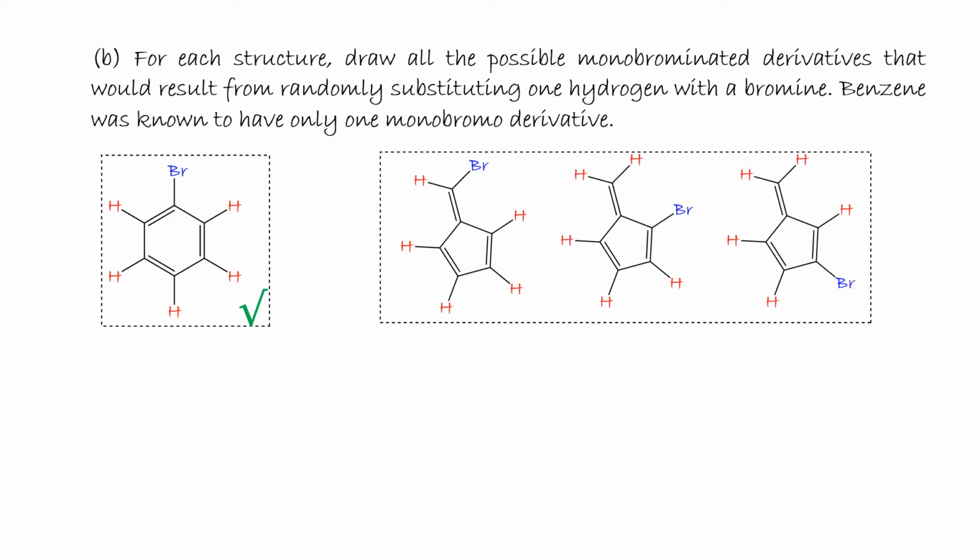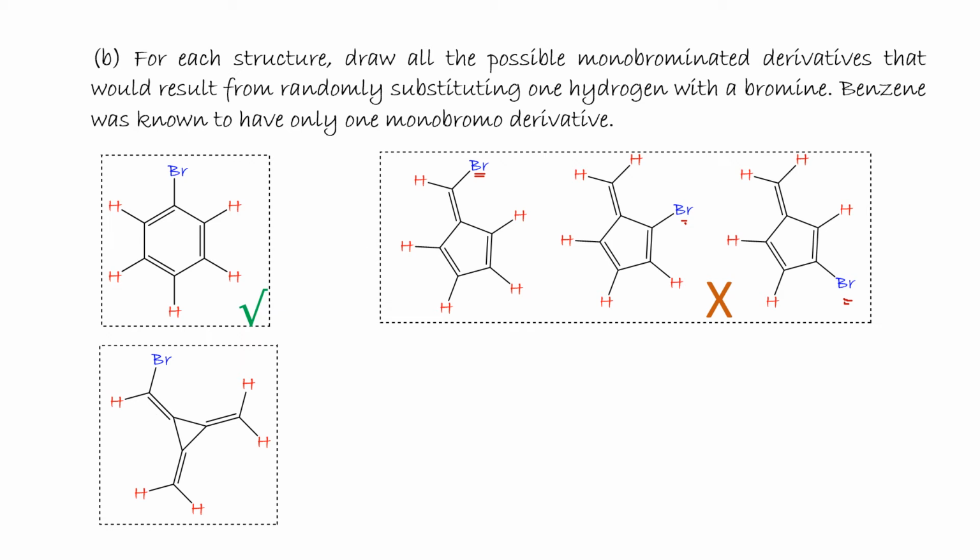For this structure, we can have this Br, we can have this Br, we can have this Br. So we have 3 different monobromo. So this structure is not acceptable. We can take it out from the probability now. Okay?